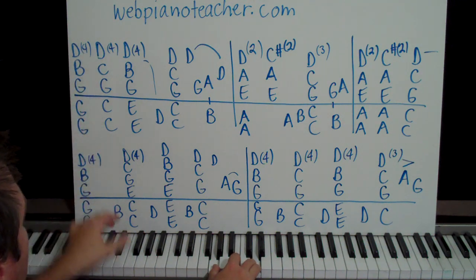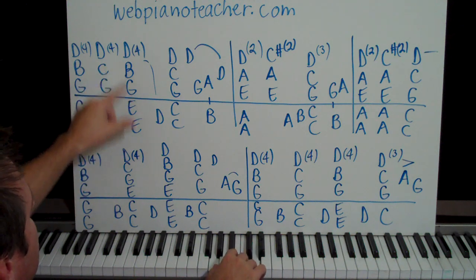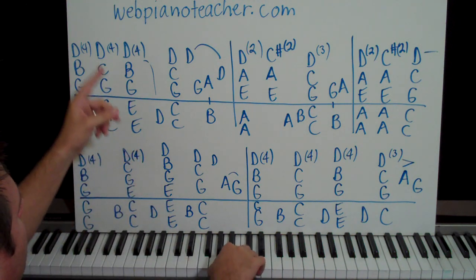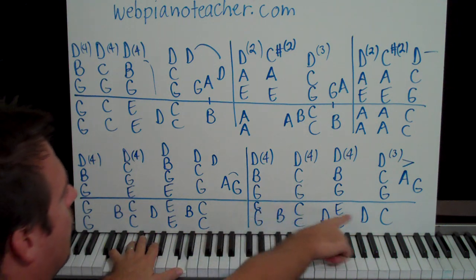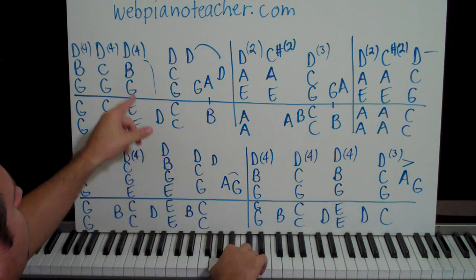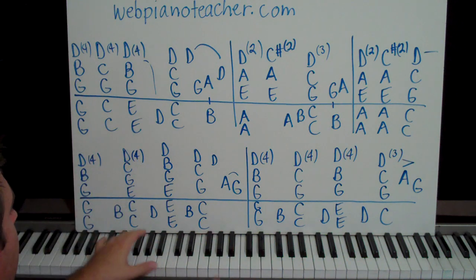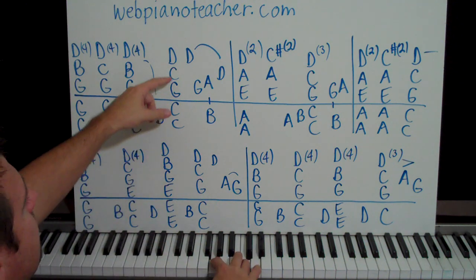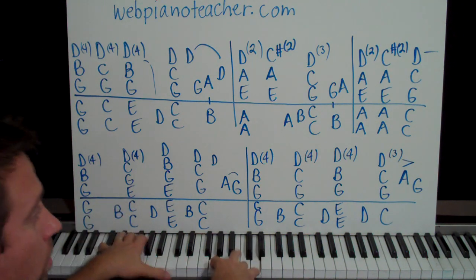G, C, D, left hand C octave, 2, 3, 4, and then G, B, D, 1, 2, 3. Then on count 4, I have that little line going down. 1, 2, 3, 4, and you can go ahead and play an octave there on the D. Sounds good. And then G, C, D, left hand C octave, 1, 2, or you just hold it.